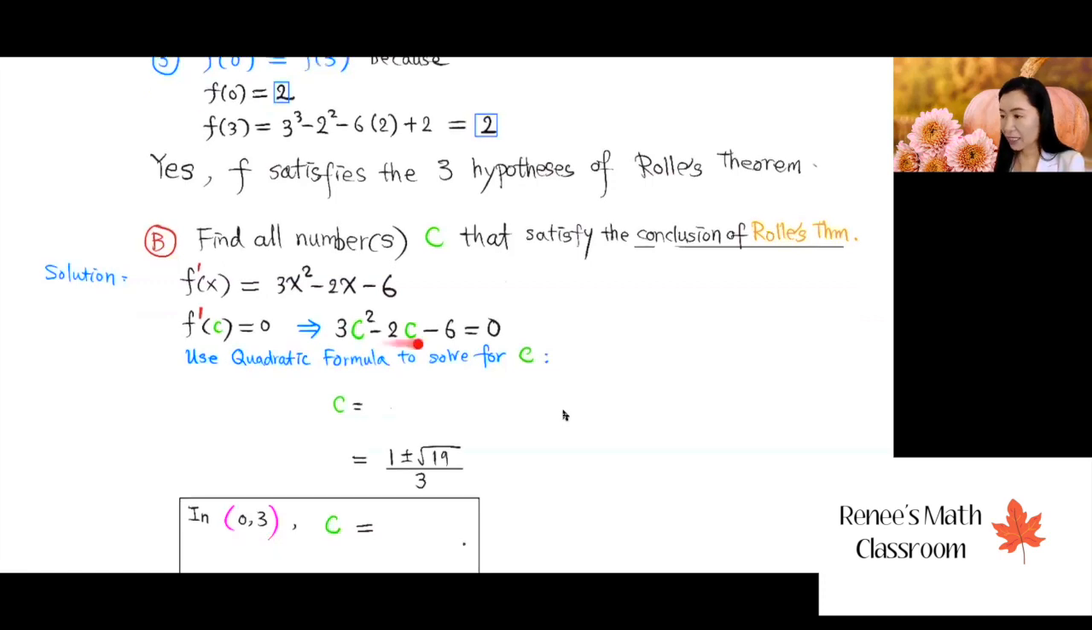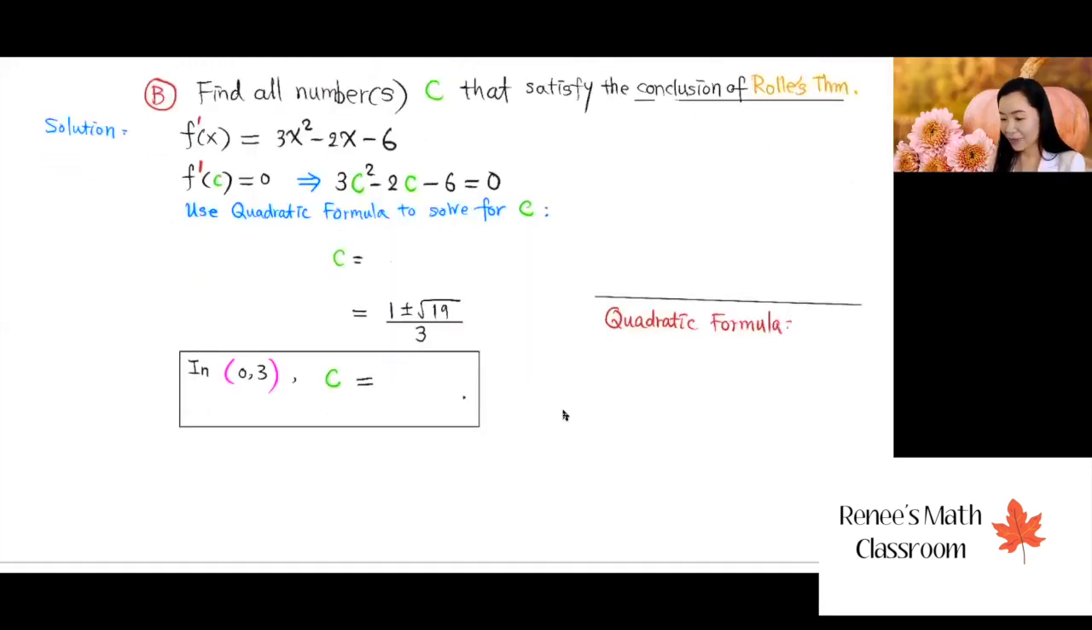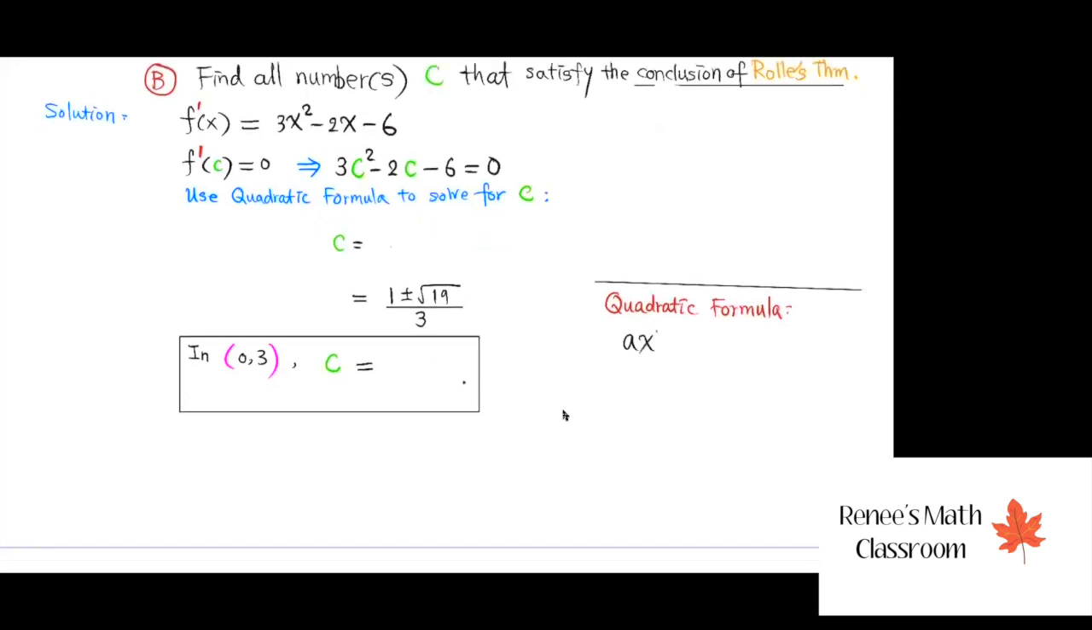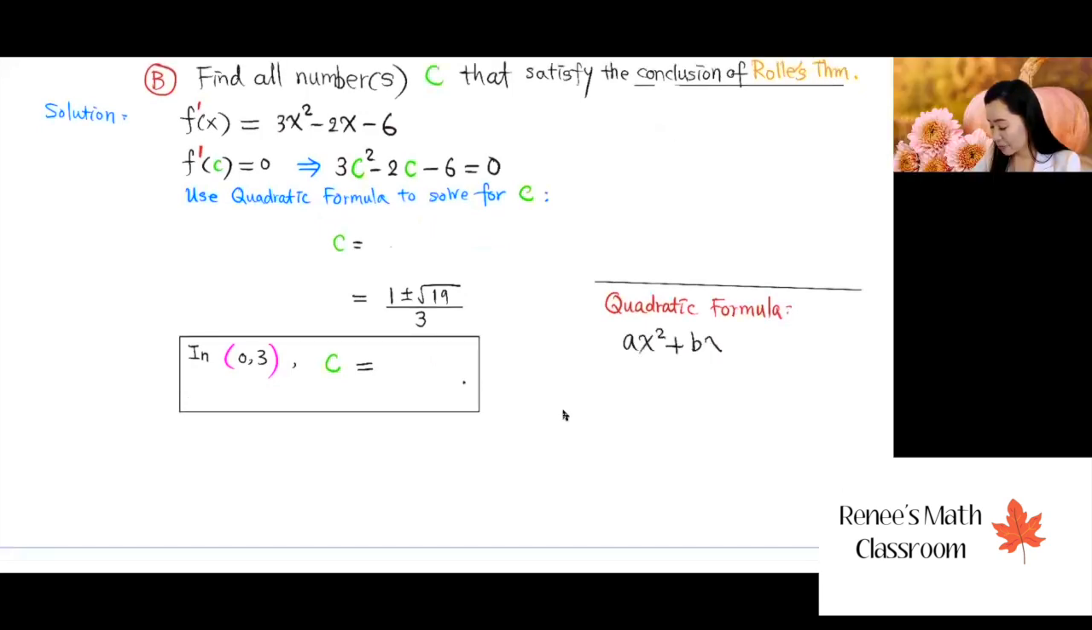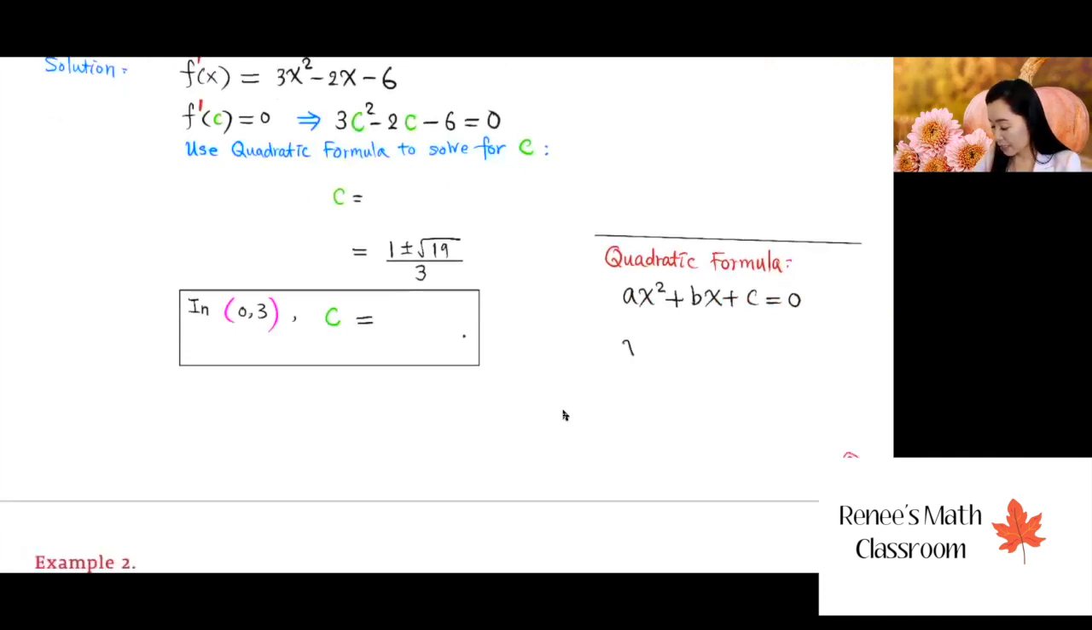To solve for c here, I already tried that. I couldn't use trial and error to solve this. So I had to use the quadratic formula to solve for c. Okay. So remember what's the quadratic formula? Do you guys remember? You guys got it. Quadratic formula. Let me refresh your memory. For any quadratic function, ax squared plus bx plus c equals 0, where a, b, c are real numbers, and a not equal to 0, then x is equal to, so x equal to this.